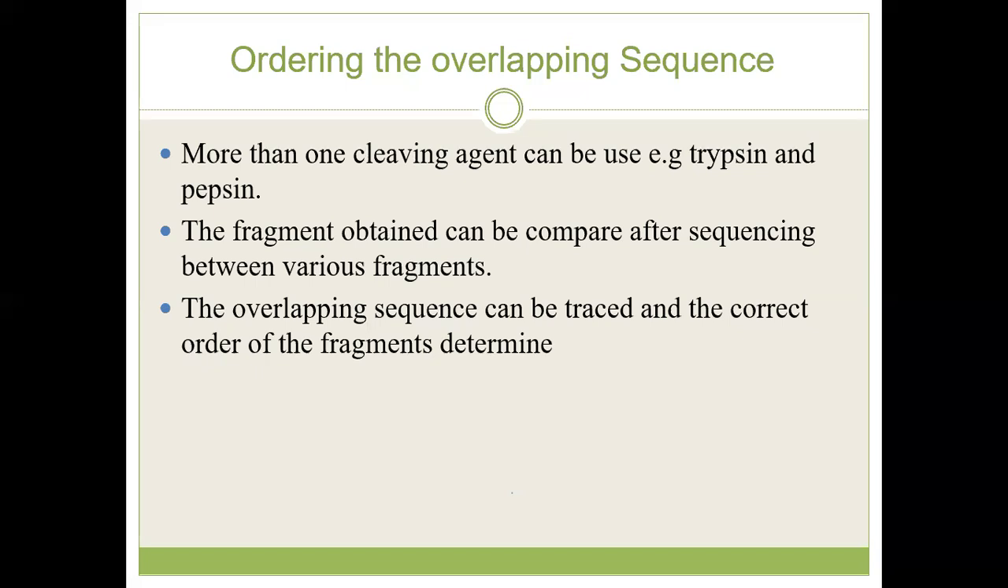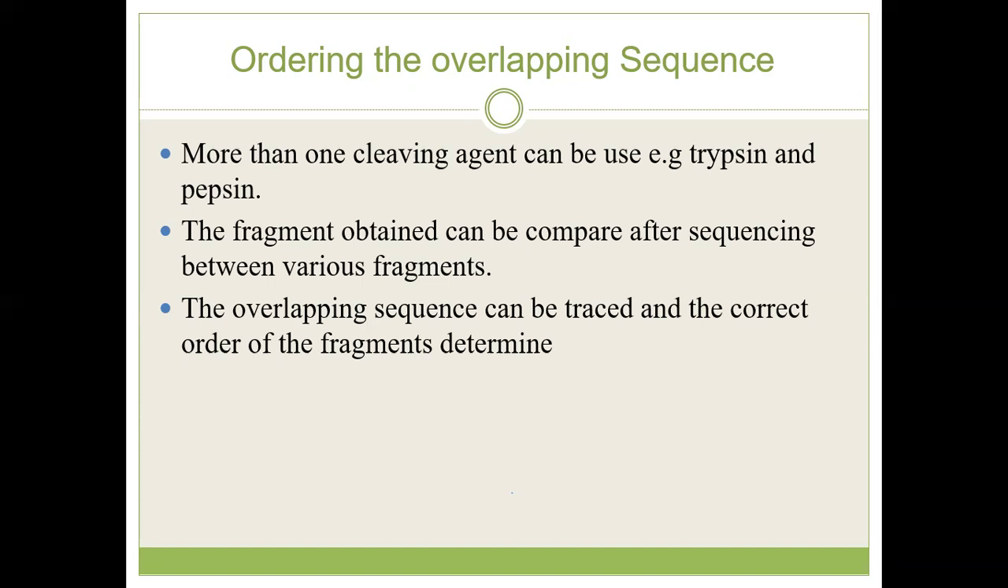So how do you arrange them? You now look for the overlapping sequence. How do you look for the overlapping sequence? You look at the fragment produced by cyanogen bromide and the fragment produced by trypsin. Of course, they will not be the same fragments. This one produced 3 fragments, this one produced 4 fragments. So definitely when you look at the sequence, you will see an overlapping.